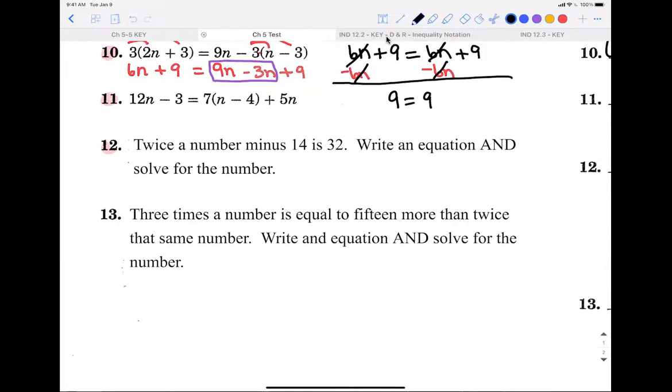It says twice a number minus 14 is 32. Well, I know that is means equals, right? And if I wanted twice a number, if I don't know what that number is, I could use 2n for twice a number. And minus is just minus. So this would look like twice a number minus 14 is 32. And now I'll leave you to solve it.